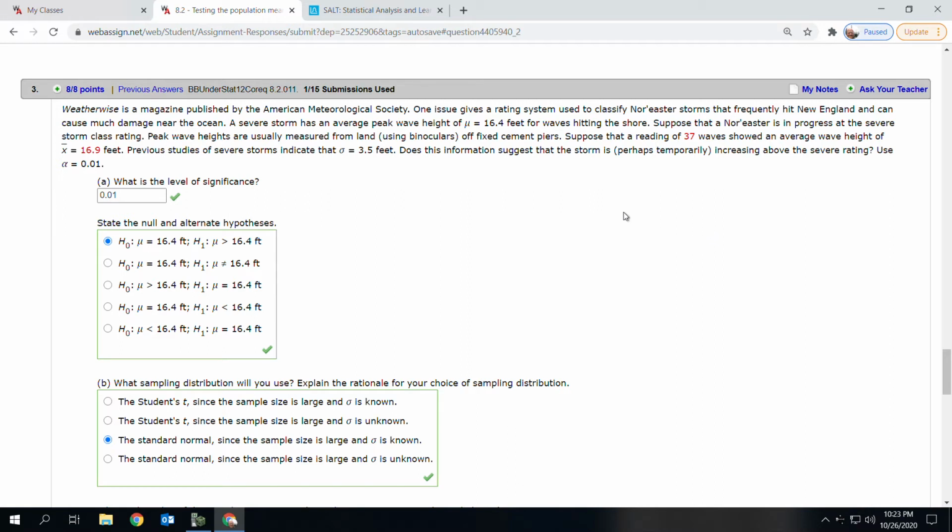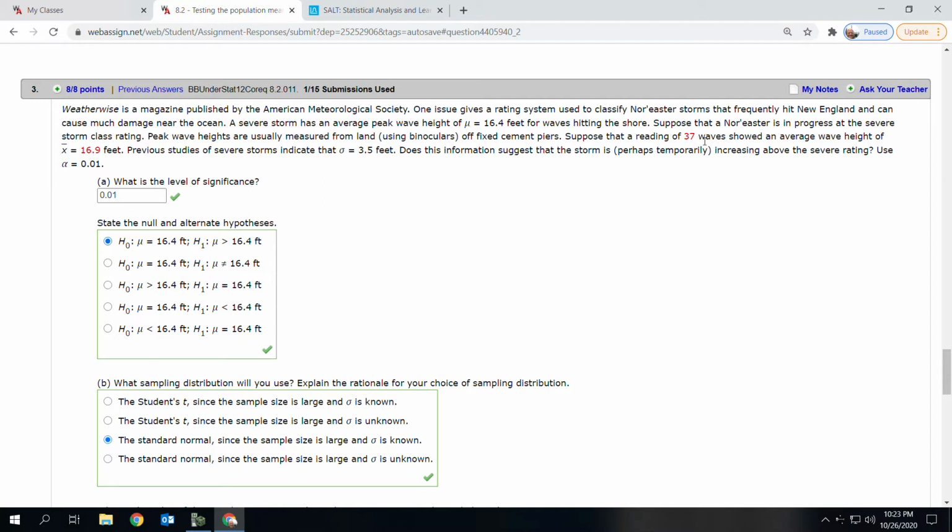But we do need to make a note that population mean is 16.4, so that's your null hypothesis. And then increasing is the key word that we're looking for in the alternative hypothesis. So null hypothesis is the known data. The alternative hypothesis is our research question. We're looking for increasing. So this top hypothesis set is the one we're after.